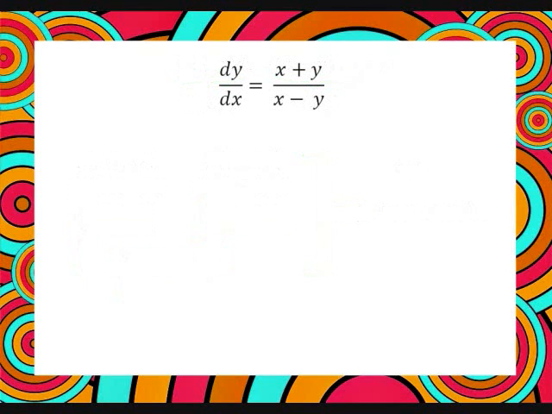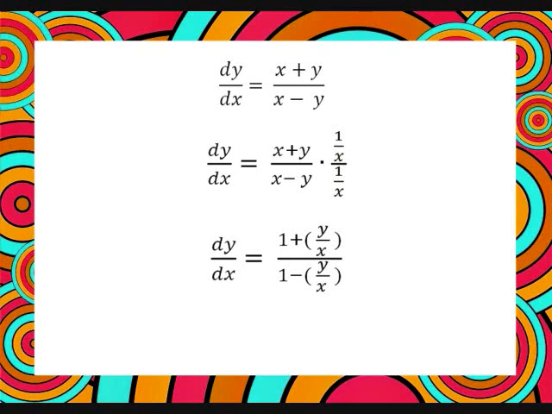Another way to verify whether the equation is homogeneous is to write the equation as a function of y over x. To do that, we multiply both the numerator and denominator, in this case by 1 over x, so that we can have it as a function of y over x. So there it is. We were able to express it as a function of y over x. It is indeed a homogeneous equation.